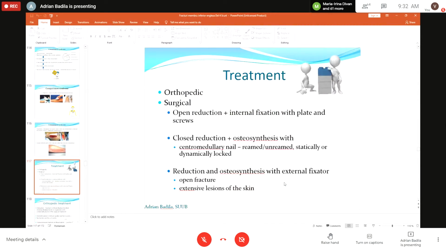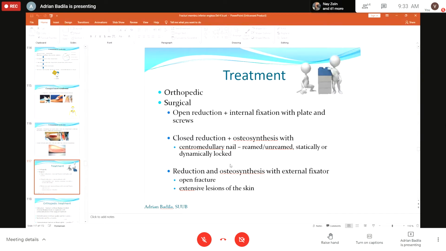Concerning the fracture, it will be treated by orthopedic means or by surgical procedure. The options for surgical procedures are open reduction and internal fixation with plates and screws, or closed reduction and osteosynthesis with a centromedullary nail, and this is the preferred method of treatment. The nail can be removed, unremoved, statically or dynamically locked. For the tibia, we have only anterograde nails. At the level of the femur, we have anterograde and retrograde nails.